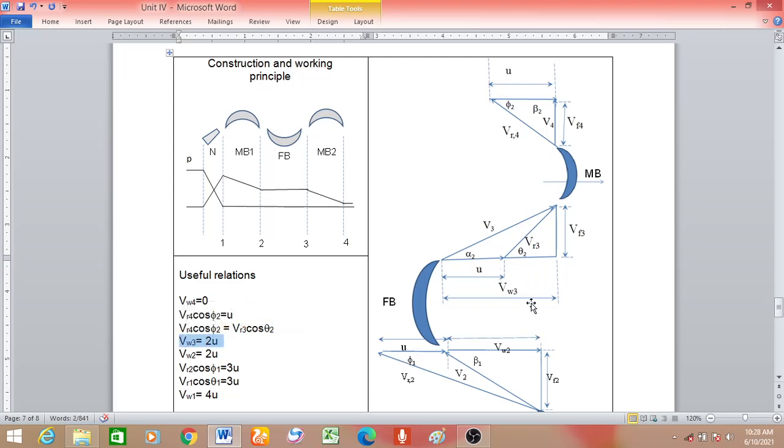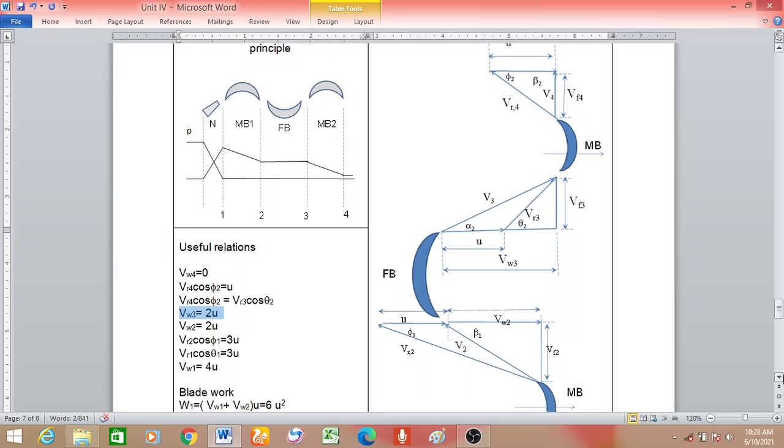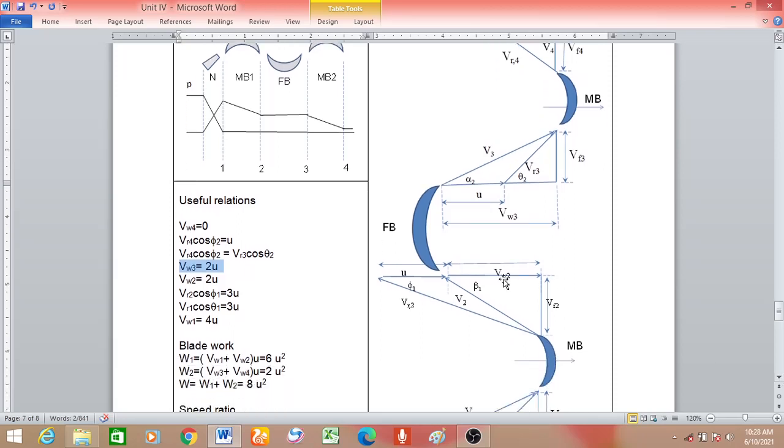And again this is the fixed blade, which means V2 is equal to V3. There is no change in the absolute velocity of the fluid that is entering and leaving the fixed blade. So V3 must be equal to V2. And again for the same reason, zero axial thrust, Vf2 must be equal to Vf3. Vf must be equal to constant.